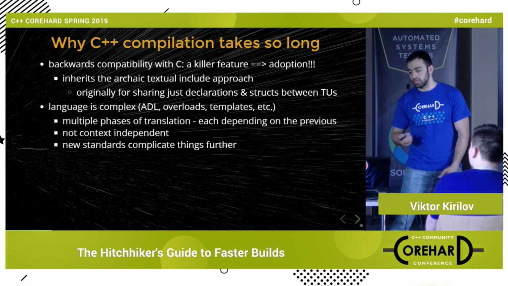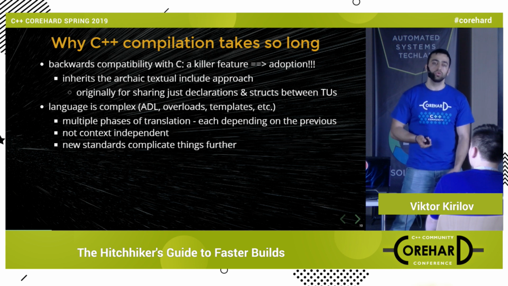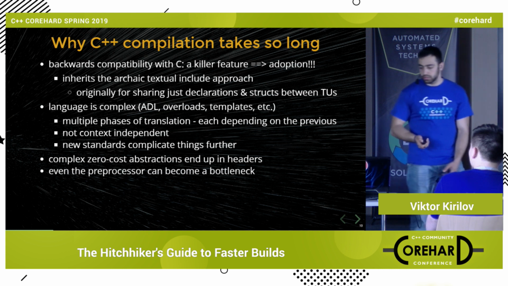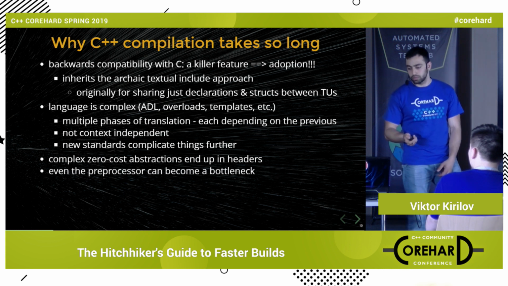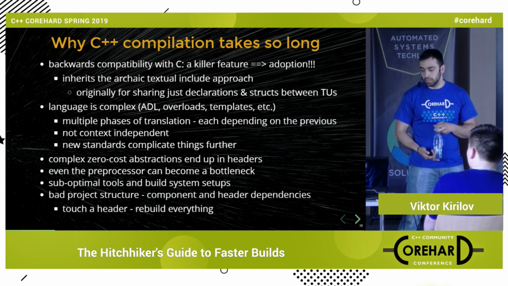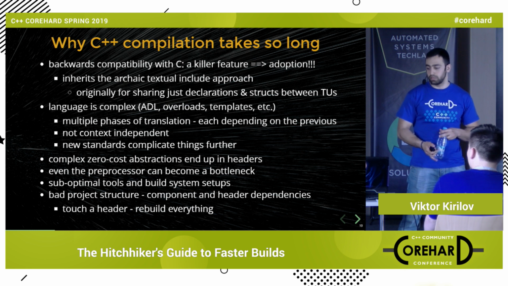There are multiple phases of translation, and each new standard complicates things further. So yeah, all of our zero-cost abstractions end up in headers. Sometimes even the preprocessor becomes a bottleneck. Sometimes we use bad tools and bad build systems. And sometimes we have messed up the dependencies within our project.